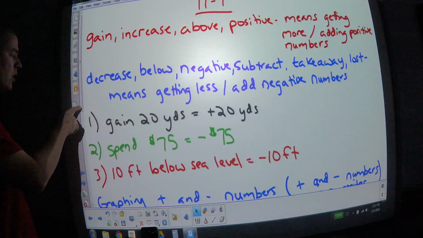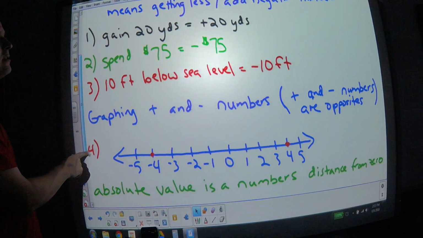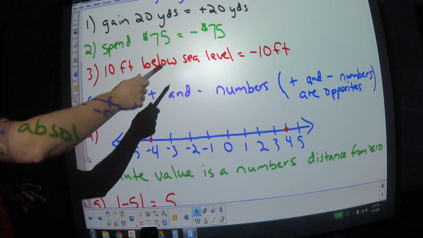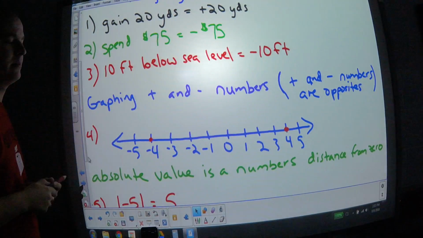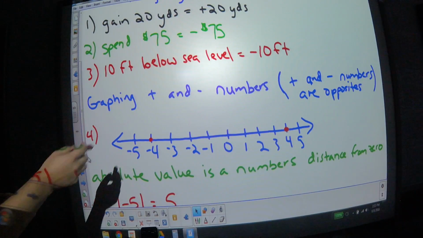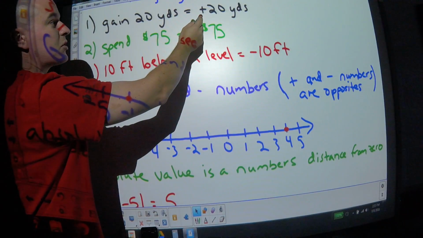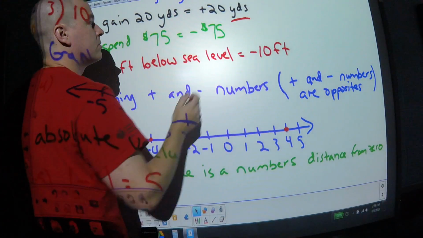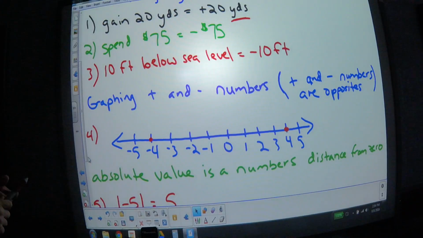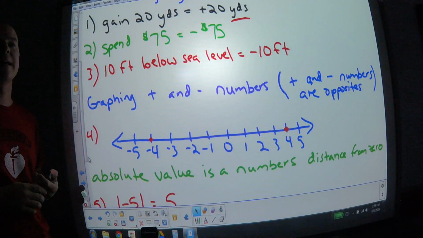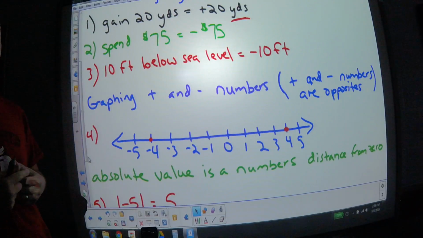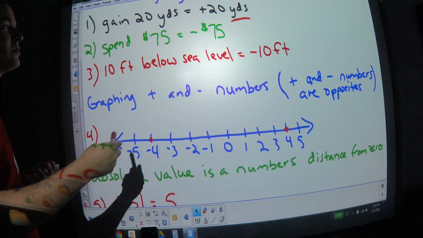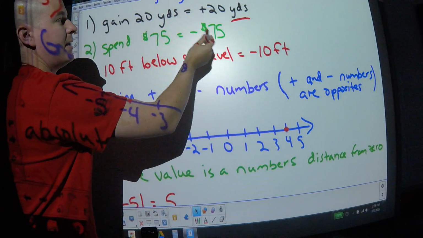Okay. So when looking at some problems, like on number 1, gain 20 yards, how would I write that? Well, I would write it as plus 20 yards. Okay? So I'd put the plus sign in front of it to show that I'm increasing, and then by how much. And don't forget your units. You always want your units. Okay? Number 2, spend $75. So that means that if I had $75 and now that I've bought something, I've lost $75. So I would write it as a negative $75.